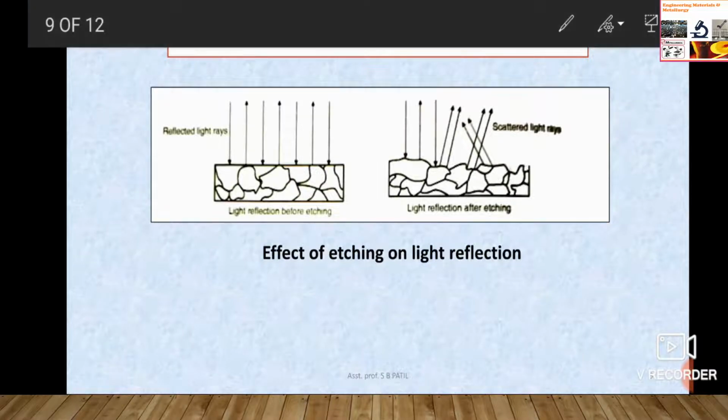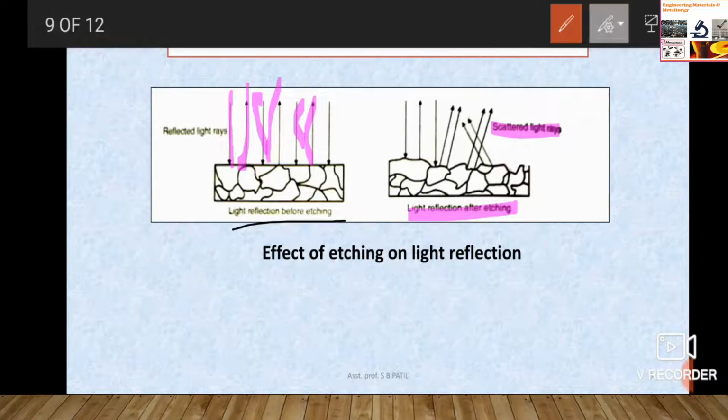In this we have already studied this part, that is, light reflection before etching. If we do not etch the specimen, whatever light is incident onto the specimen gets reflected back. Okay, but after etching we can see some scattered light images at the grain boundaries.